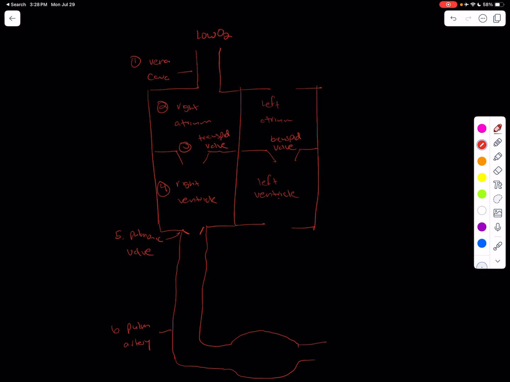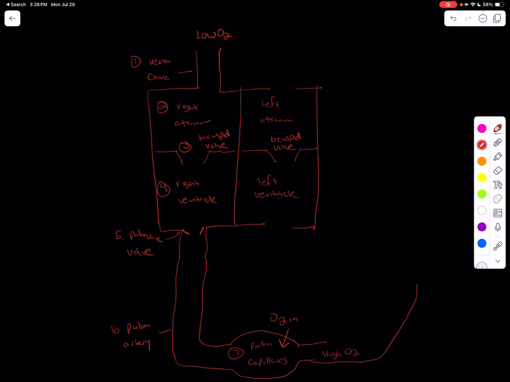And so that will be our number 7 here. So these are our pulmonary capillaries. And this is where oxygen goes in, okay? CO2 goes out. And so now here, as we come up, we've got high O2, all right?